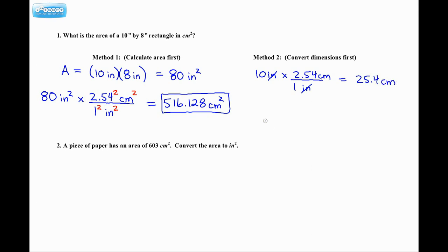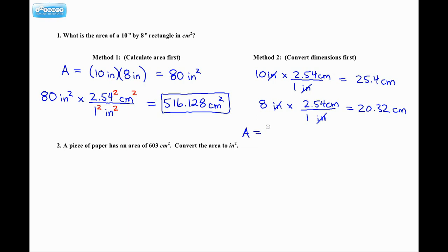Okay? And I also need to convert 8 inches. Okay, so this is a review from the last section. It's pretty easy. Cross that out. And 2.54 times 8 is 20.32 centimeters. All right, so now we can find the area.